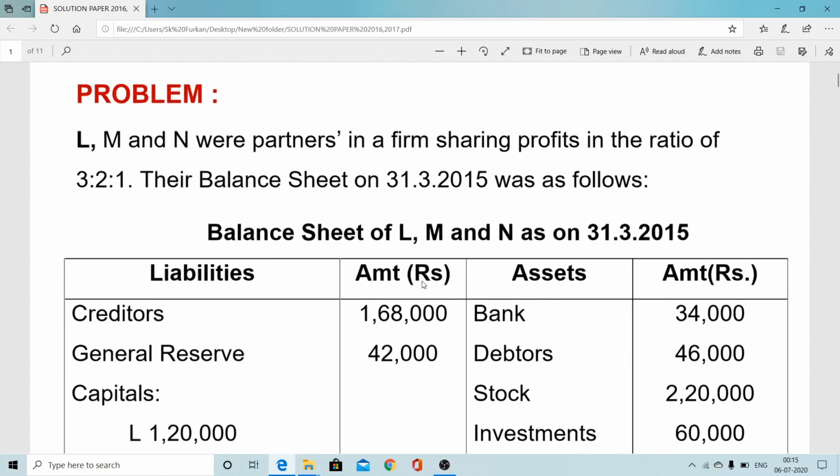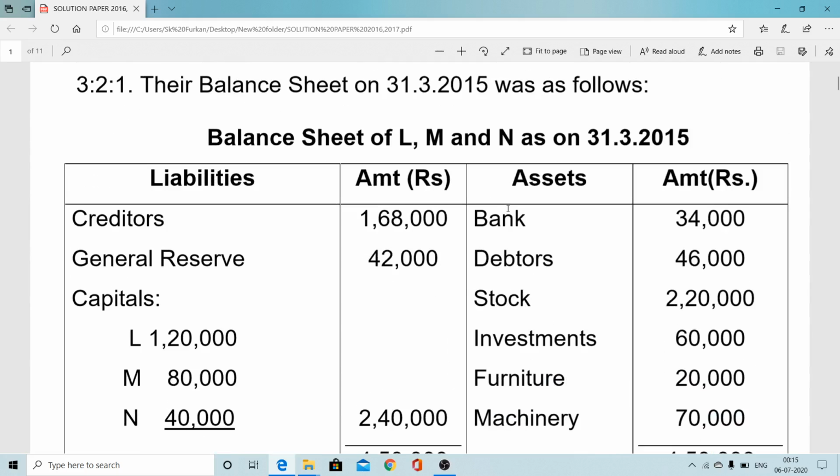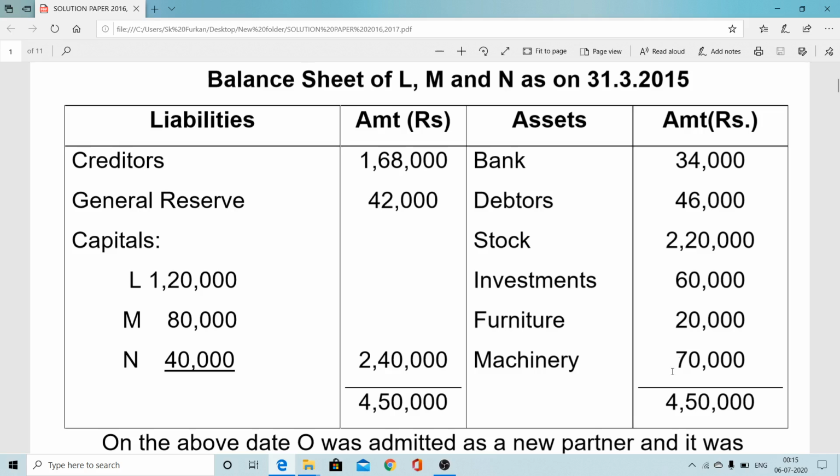And this is their balance sheet. The balance sheet is the same as in other years' problems. All are common terms. Bank balance this time is 34,000, debtors 46,000, that is gross debtors, stock 2,20,000, investment 60,000, furniture 20,000, machinery 70,000, sum total of asset side 4,50,000. Bank, debtors and stock, these three are current assets, and the other three are non-current assets.